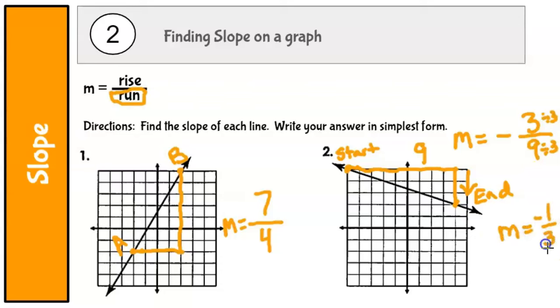Now let me show you what that means. Let me change colors here real quick. What that means is that there is another point where if I run three, one, two, three, down one, I'm on the line. One, two, three, down one, I'm on the line. So that just means there was a closer point that I could find to do my slope than using those two.